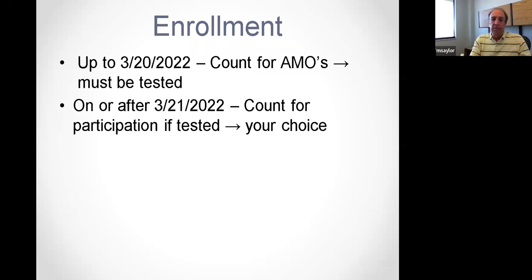Okay, enrollment. For your annual measurable objectives, any student that is enrolled prior to March 20th of this year needs to be tested. Anybody that shows up after that date, you can test them if you want to, so the scores won't count. There'll be a participation only thing.